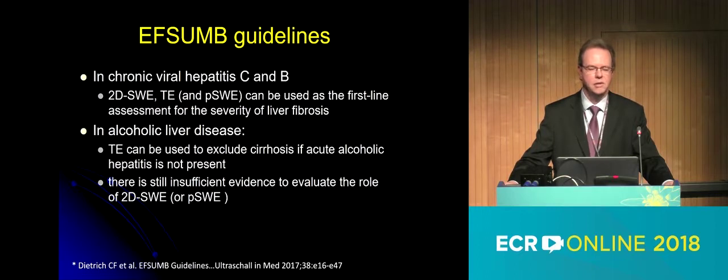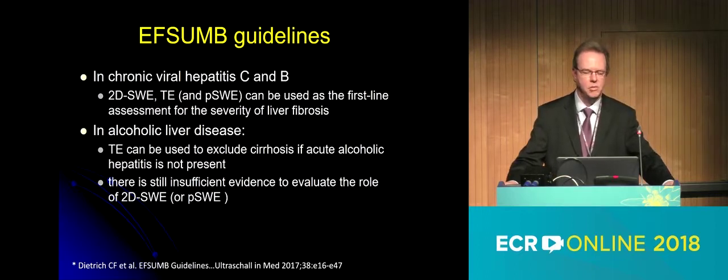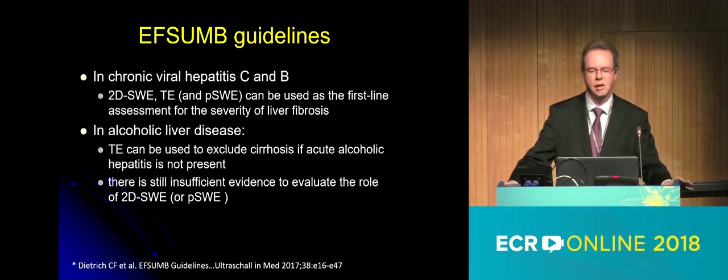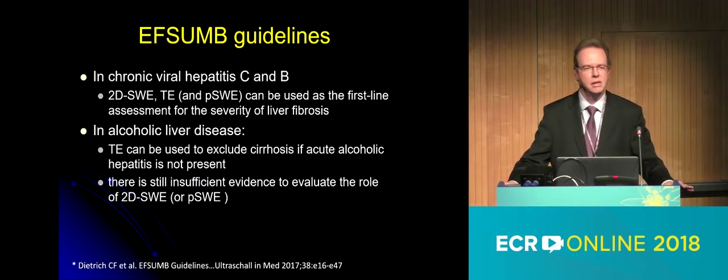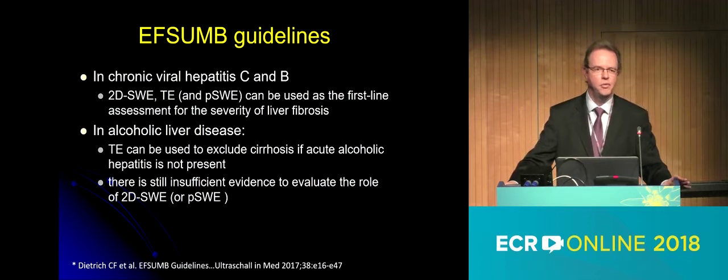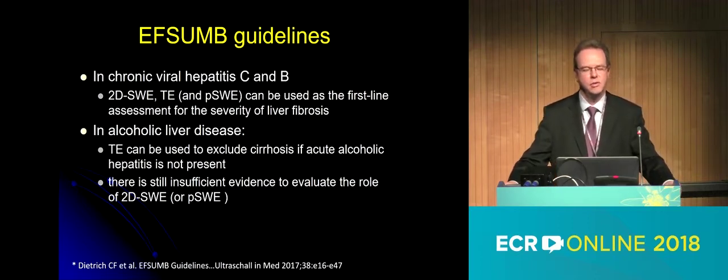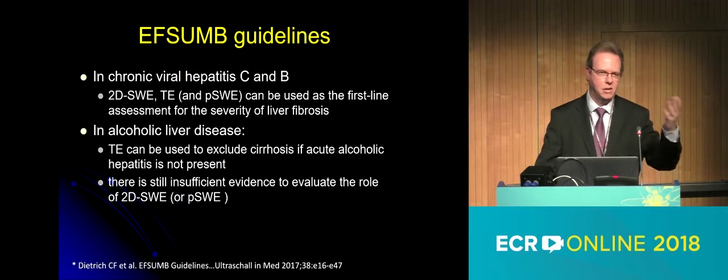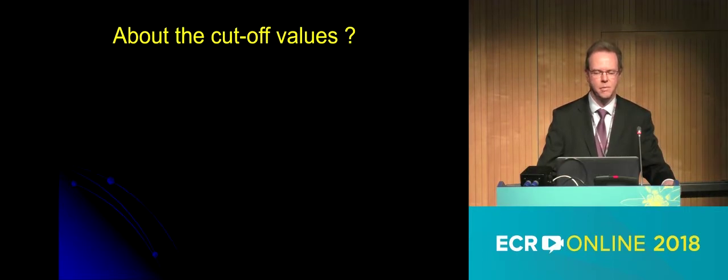For alcoholic liver disease, it's a little bit more complicated because we know that transient elastography can only be used to exclude cirrhosis if a confounding factor is not present. Here it's acute alcoholic hepatitis. And the EFSUMB guidelines stated that there is still insufficient evidence to evaluate the role of 2D shear wave elastography, but also point shear wave elastography in this case. But still, studies are ongoing and we will know it soon.